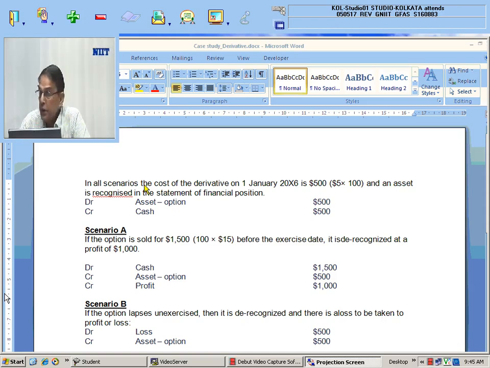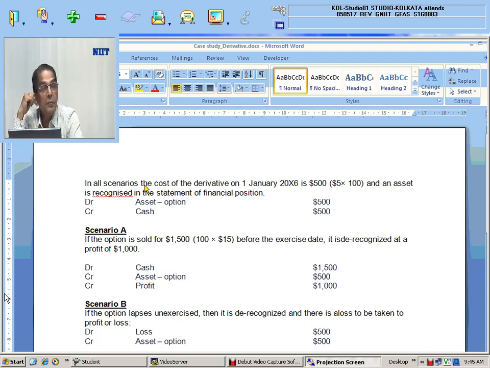So it will be recognized at a profit of $1,000. So $500 was paid for buying that contract and it was sold for $1,500. So the profit made is $1,000. You have to recognize the sale now in the books of ABPLC by creating a profit and loss entry. So debit cash $1,500, that is the amount received by selling the option contract before exercise. Credit asset option account $500 and credit profit and loss or income account $1,000.